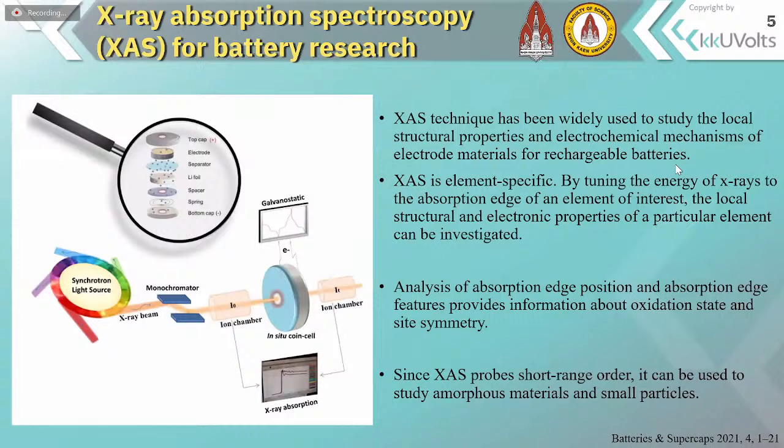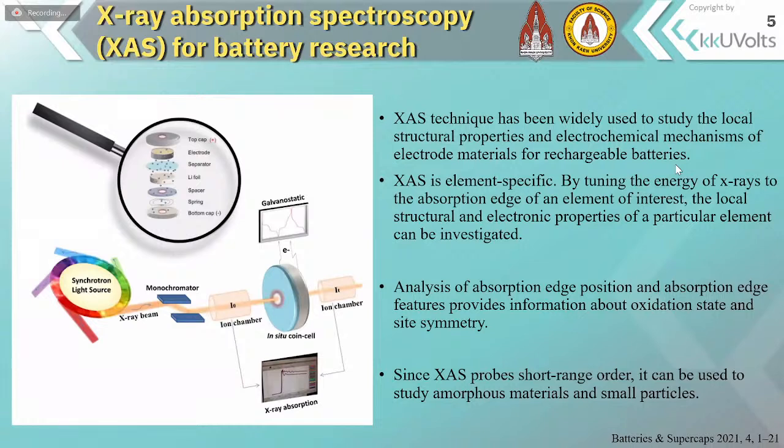Now let's move on to X-ray absorption spectroscopy for battery research. X-ray absorption spectroscopy has been used to study the local structural property and electrochemical mechanism of cathode material in rechargeable batteries. This is because X-ray absorption spectroscopy is element specific by tuning the energy of the X-ray to the absorption edge of an element of interest. This makes the local structure and electronic property of the selected elements can be investigated.